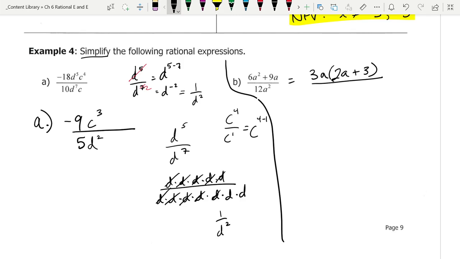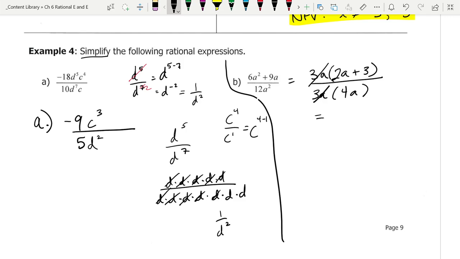And then in the bottom, factor out 3a from the bottom as well. 3a comes out of here and leaves behind 4a. Those divide. 3a divided by 3a. You can cancel factors, you cannot cancel terms, right? These are the two terms that make up a binomial. You can't just cancel one of them.